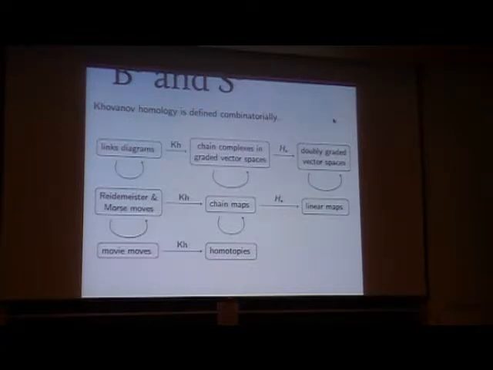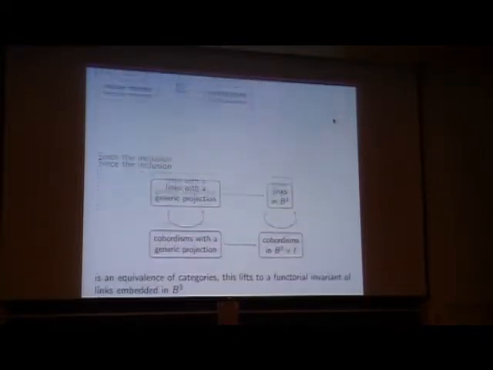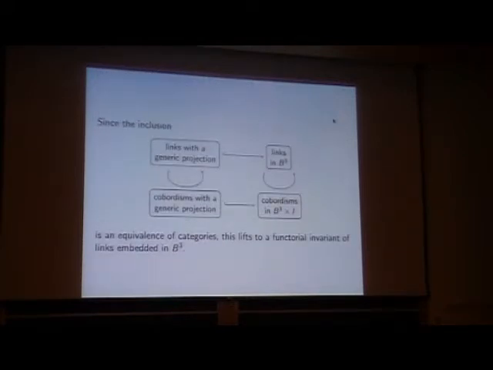Now, you can then hit that whole business with taking homology, and well, for a link diagram, we get a doubly graded vector space, and for a Reidemeister or Morse move, we get a linear map between those vector spaces. Okay. So the first step is just getting from link diagrams to honest links, but that's sort of an easy soft thing.